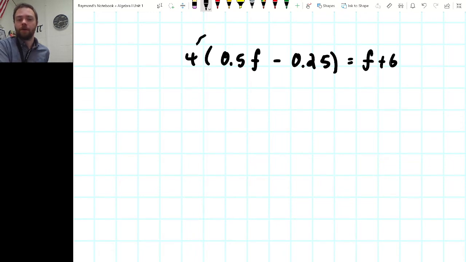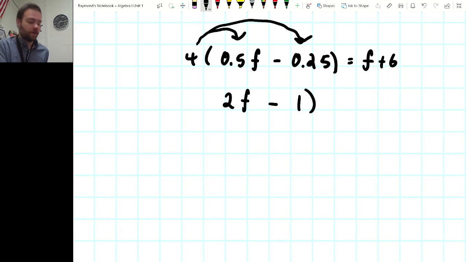So hopefully you've tried to solve this, so I'm going to go over it. So 4 times a half is 2, so I've got 2f, and then 4 times negative 0.25 is negative 1, which is equal to f plus 6. So what I'm going to do is try and solve for f. So I want to get all the f's on the left-hand side of the equation in this case, and then all the constants on the right-hand side.